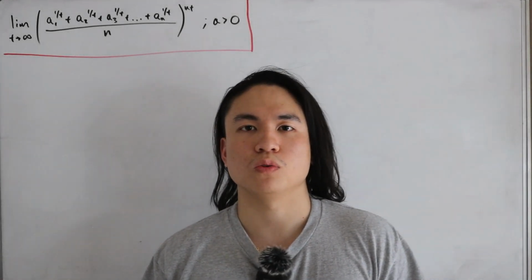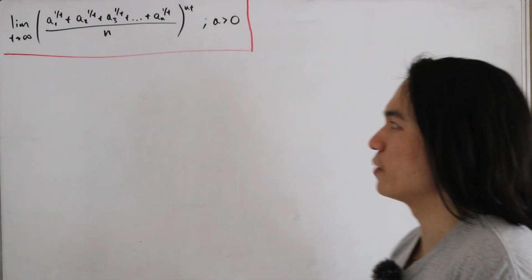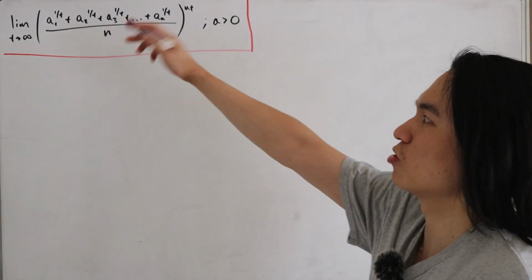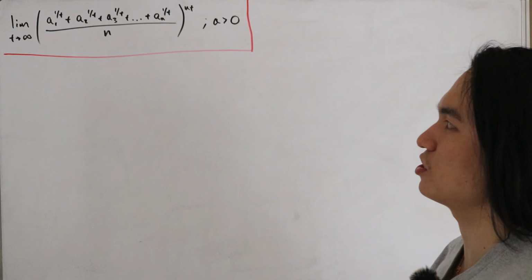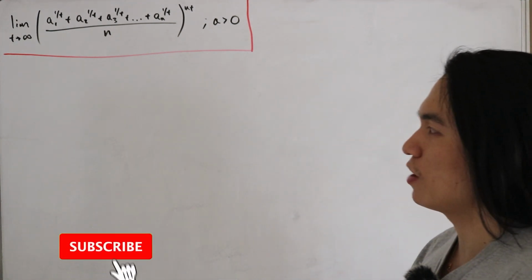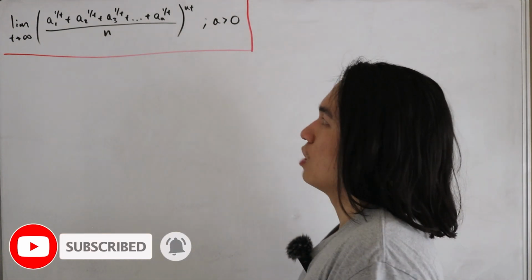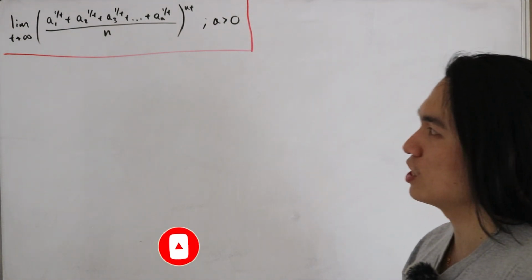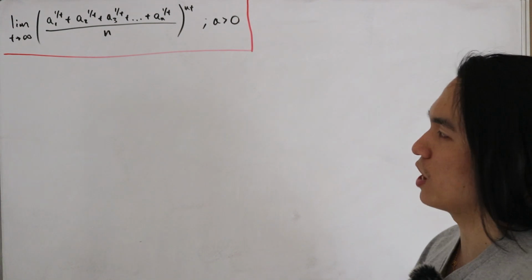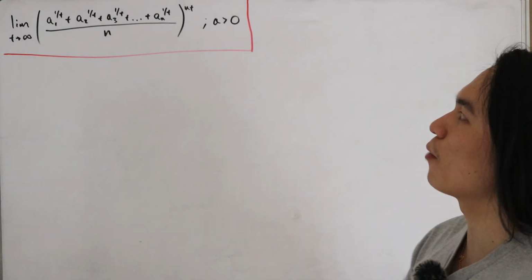Okay, so welcome back to another video. Here we have a nice little limit that we're dealing with, and everything is in terms of a sequence of constants. So what we're dealing with is the limit as t approaches infinity of a sub 1 to the power 1 over t plus a sub 2 to the power 1 over t plus a sub 3 to the power 1 over t, and so on and so forth to a sub n to the power 1 over t, divided by n, all to the power nt.